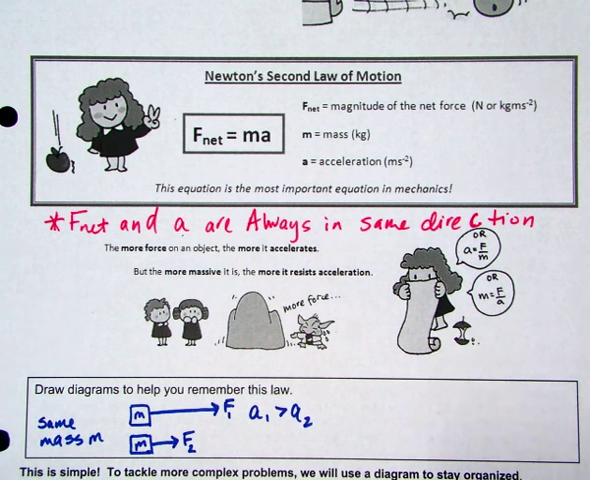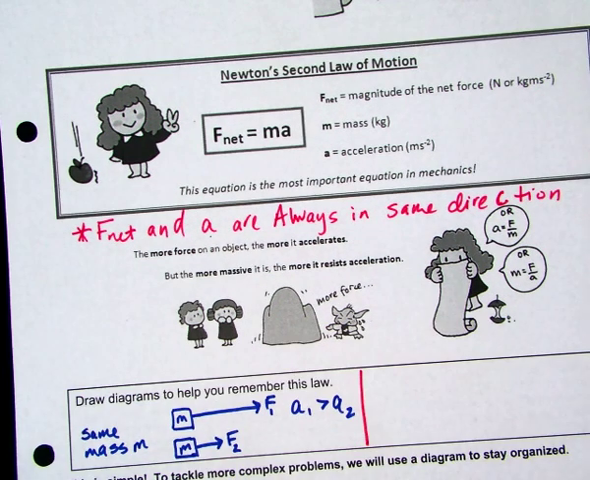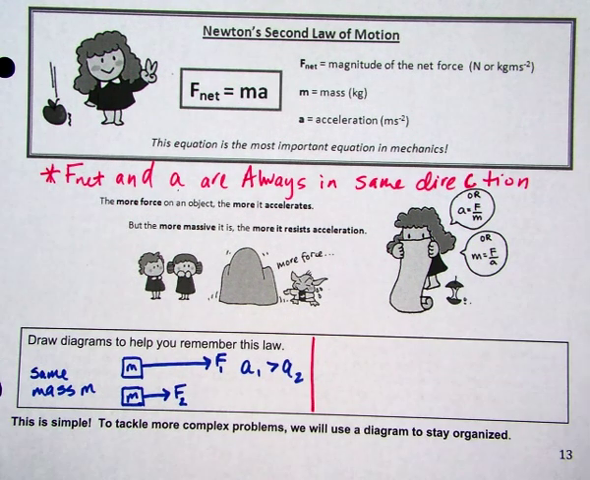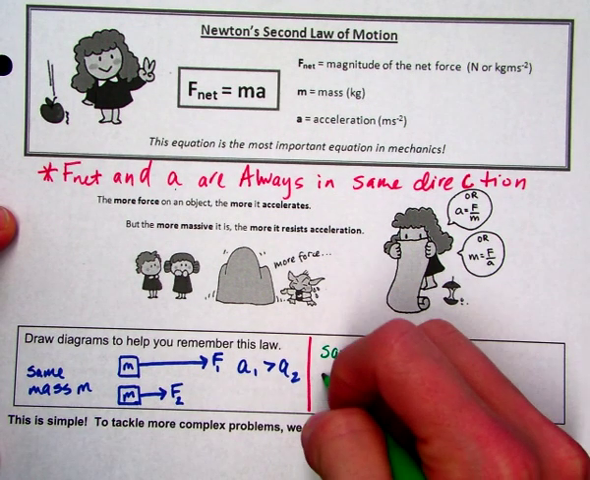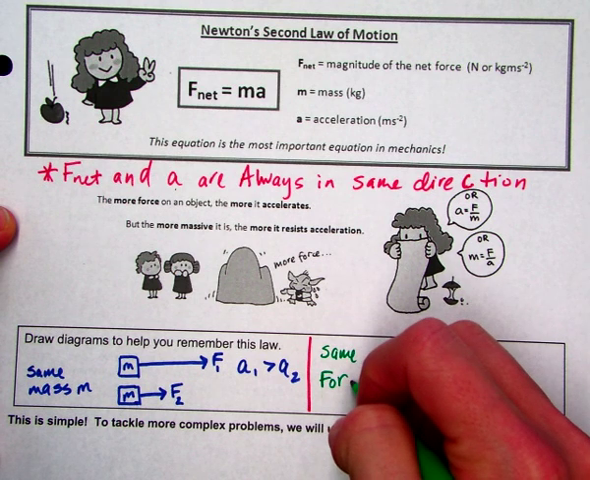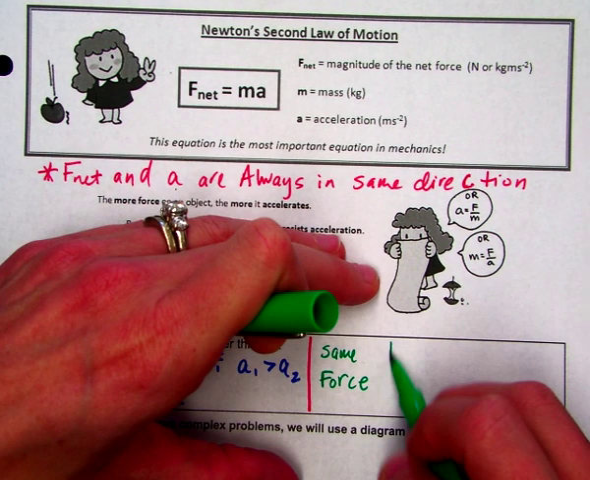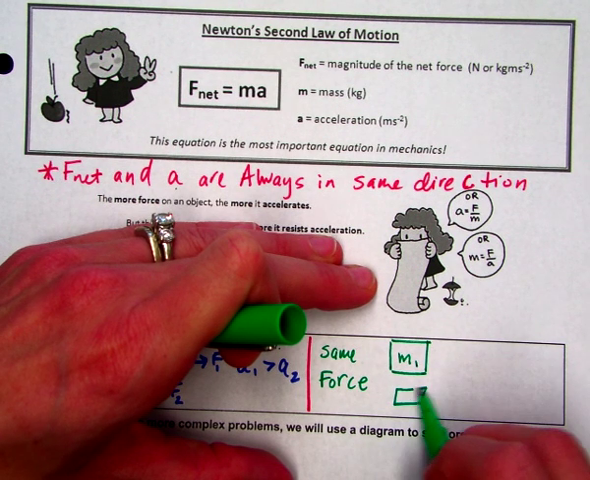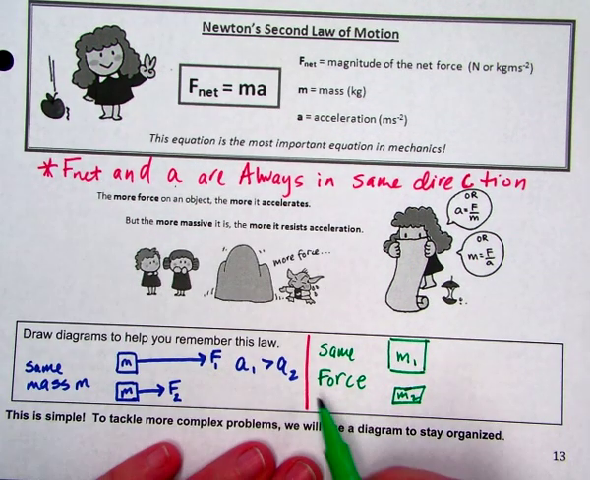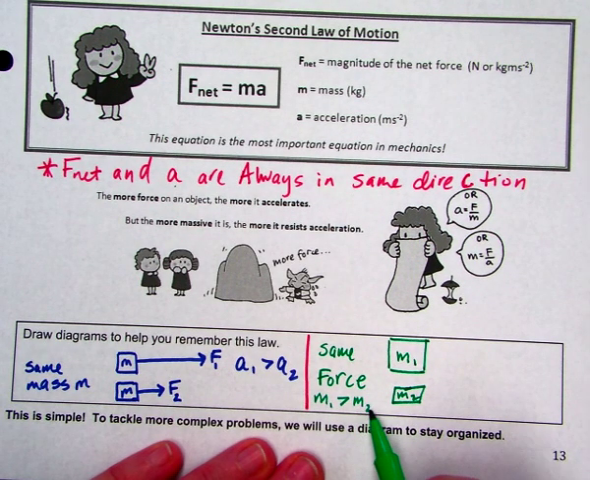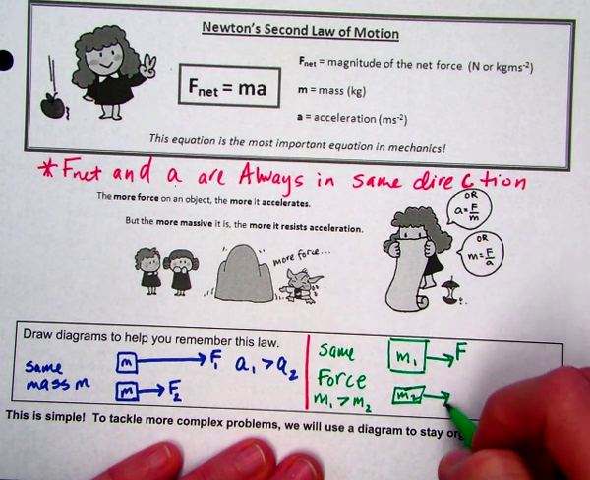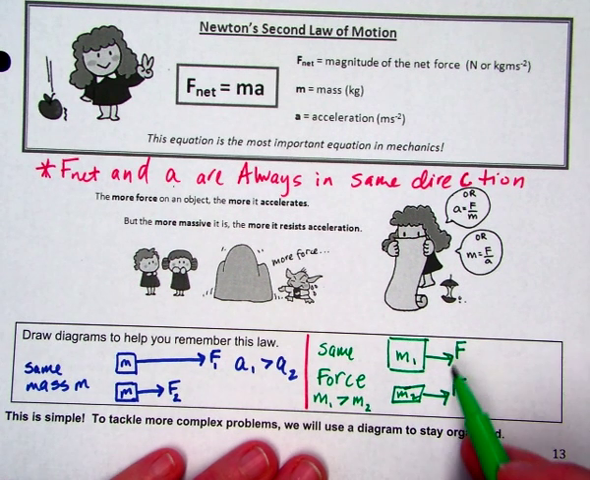Okay, so that's one scenario, but let's take a look at another scenario. Let's say the masses are not the same, but now let's say the forces are the same. So we are going to say same force. This time we're going to have mass 1 and mass 2. In this case, mass 1 is bigger than mass 2. But we're going to apply the same force, and the forces are the same size.